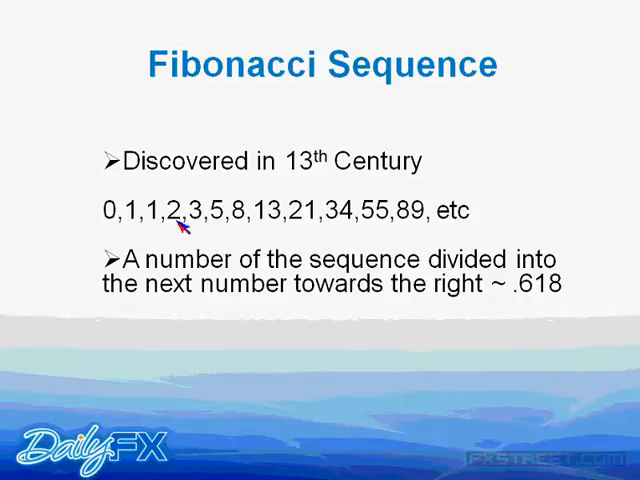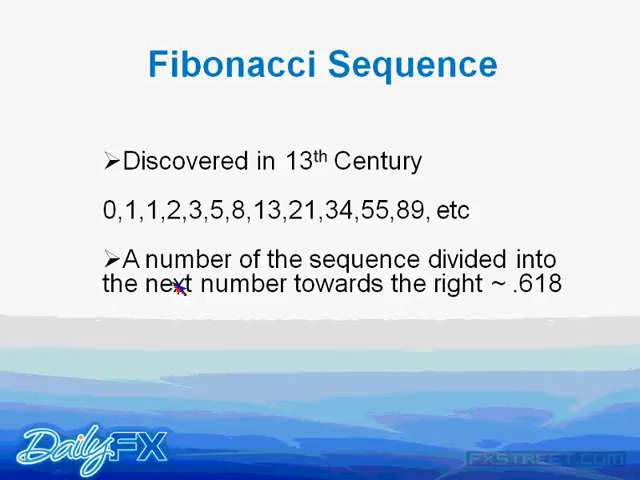What exactly did Fibonacci do? What he did is he discovered this number sequence, where basically you start off with 0, and then 1, and then you add the previous two numbers. So 0 plus 1 is 1. 1 plus 1 is 2, so on and so forth. And this number sequence moves on forever.